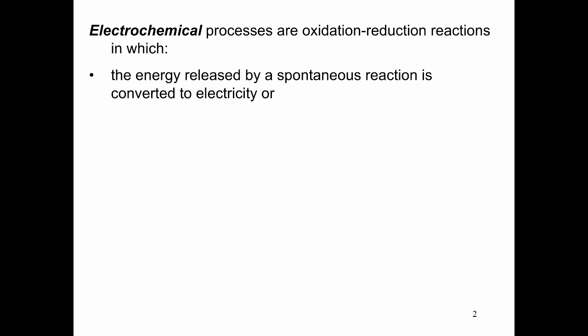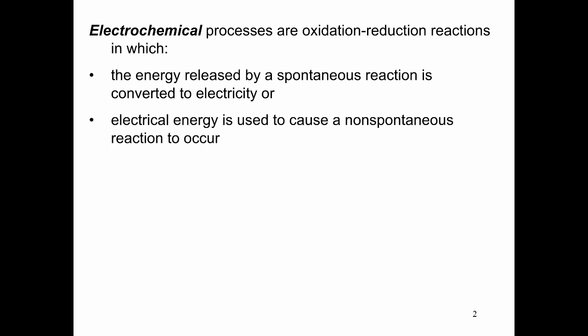So how do you generate a current? A current is a moving charge. It happens when one of the reactants loses an electron, that is, it undergoes oxidation, and another reactant undergoes reduction, meaning it gains electrons. So there's an electron transfer between the two reactants. The energy released by a spontaneous reaction is converted to electricity. That's why we call it electrochemical. And electrical energy can also be used to cause a non-spontaneous reaction to occur.